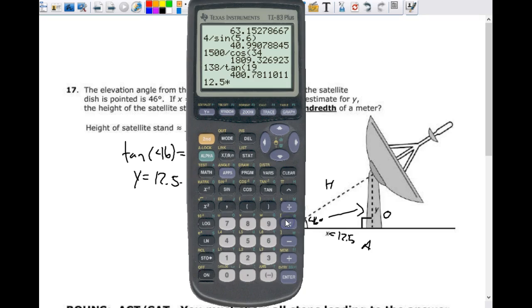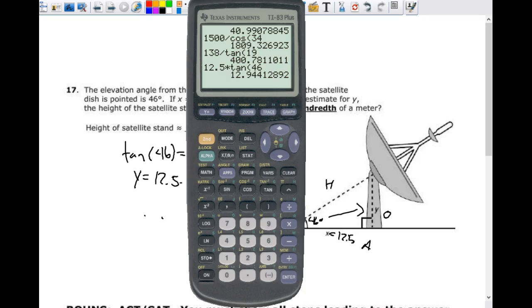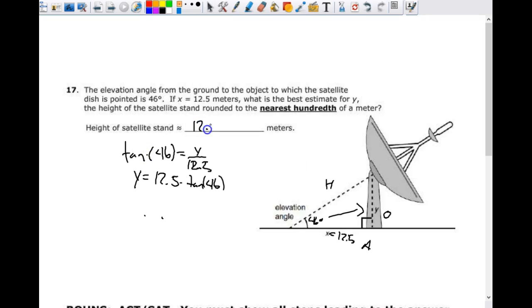12.5 times tangent of 46, which is 12.94 meters. Okay.